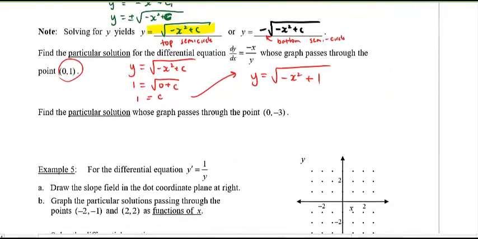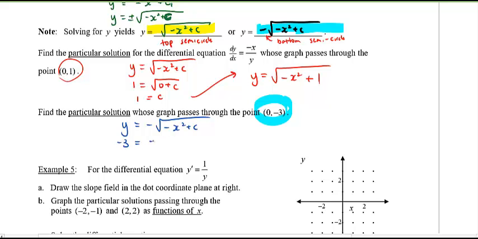Alright, and how about the last part here? It says find the particular solution whose graph goes through the point 0, negative 3. You should be able to do this. But before you do this, which equation do I choose? Do I choose the top semicircle or the bottom semicircle? Yes, because it goes through the point 0, negative 3, that must be the bottom of the semicircle. So let's pick that equation now.